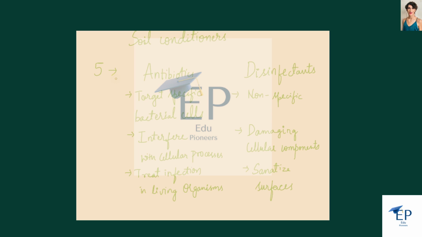Moving on to the last question, antibiotics and disinfectants both kill or inhibit the growth of microorganisms, but they differ in their mode of action. Antibiotics target specific bacterial cells and disrupt their metabolic processes, while disinfectants are non-specific and target a broad range of microorganisms. Antibiotics work by interfering cellular processes such as bacterial cell wall synthesis, protein synthesis, DNA replication, while disinfectants work by damaging cellular components such as cell membrane, denaturing proteins, and oxidizing cellular components.